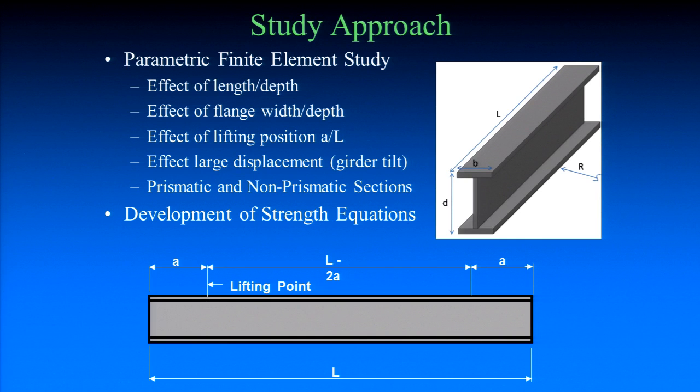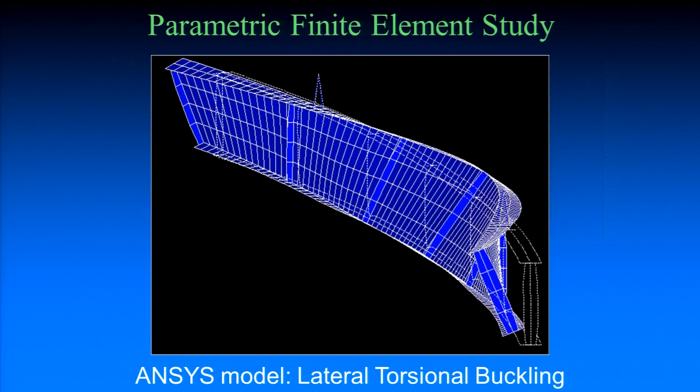We ended up considering the effective length to depth ratio of the section, how wide the flange was relative to the depth of the section, how long the segment was, where the pick points were. We did both prismatic and non-prismatic sections. Okay. We had a 3D FEA in ANSYS.